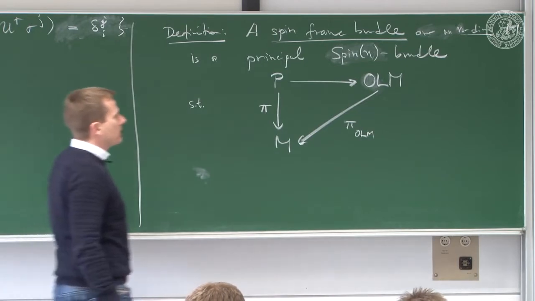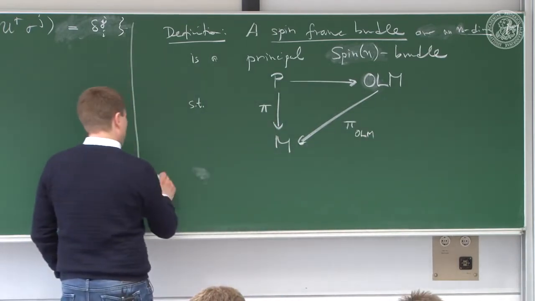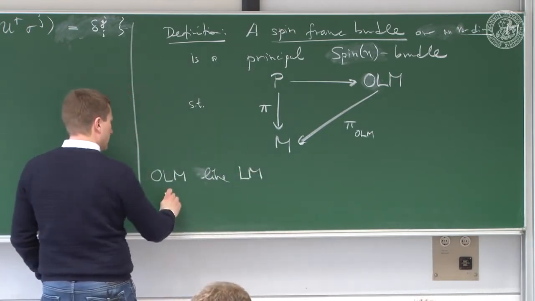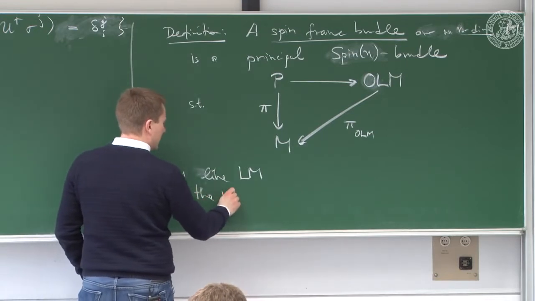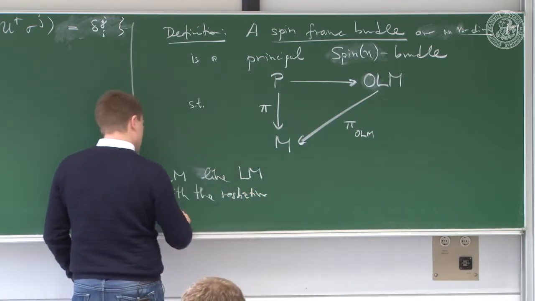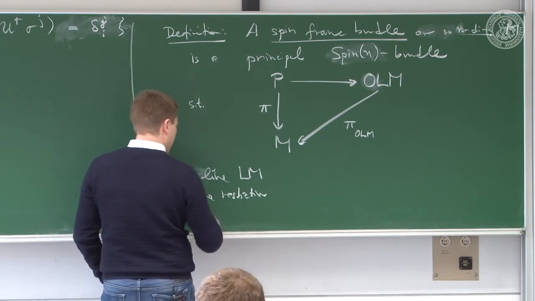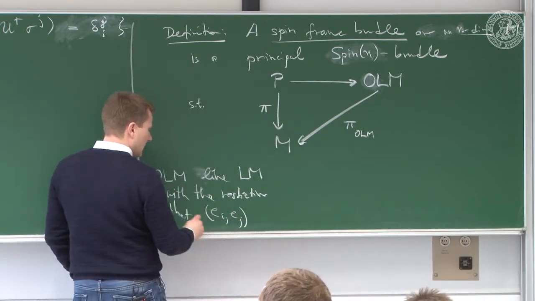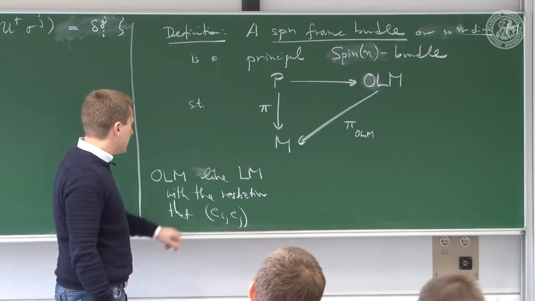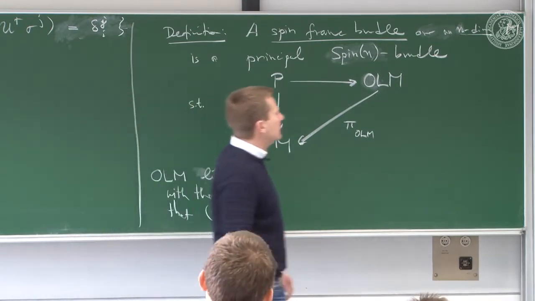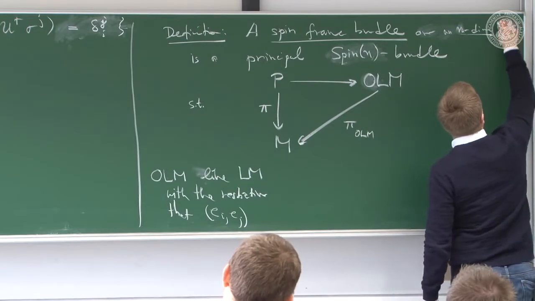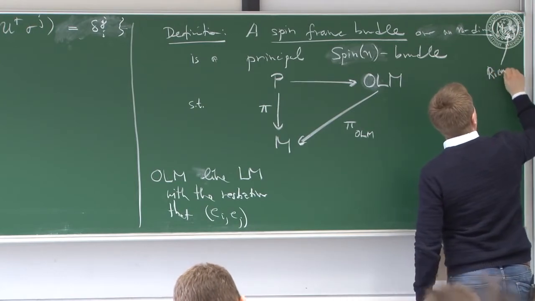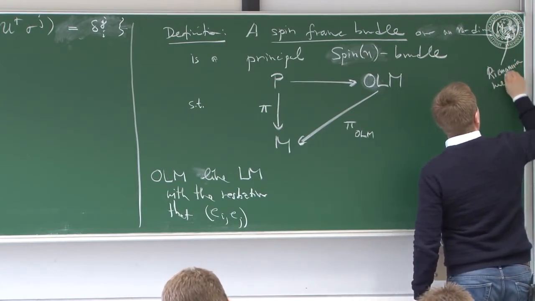And the orthogonal frame bundle requires that every frame, so OLM is like LM, like the frame bundle, with the restriction, so I don't allow all frames, with the restriction that if I have a frame, the e_i and the e_j are orthogonal. Now orthogonal I can only do if I equip the manifold M with the Riemannian metric. So this must be a Riemannian metric.